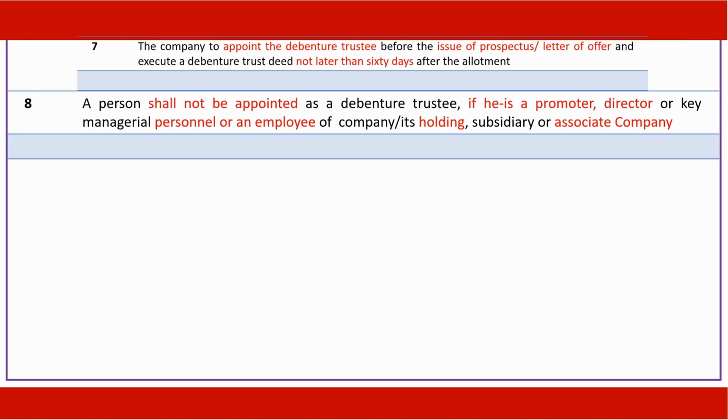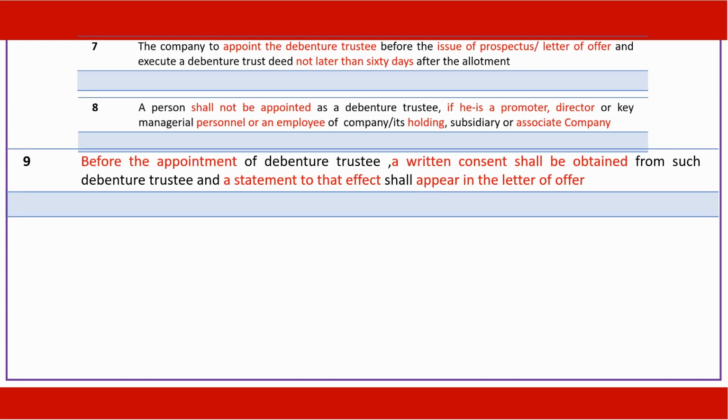A person shall not be appointed as a debenture trustee if he is interested in the company or if he is a promoter, director, key managerial personnel or an employee in the company, its holding company, its subsidiary or associate company. Before the appointment, a written consent shall be obtained from him and the letter of offer of debentures shall contain a statement to that effect.